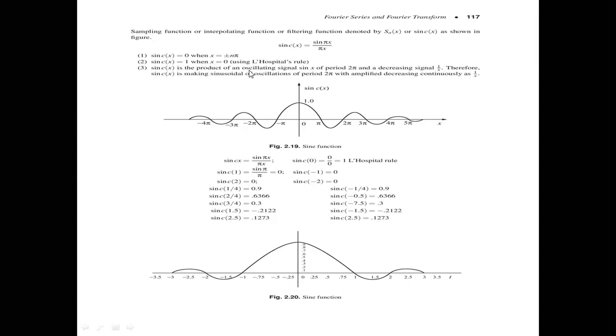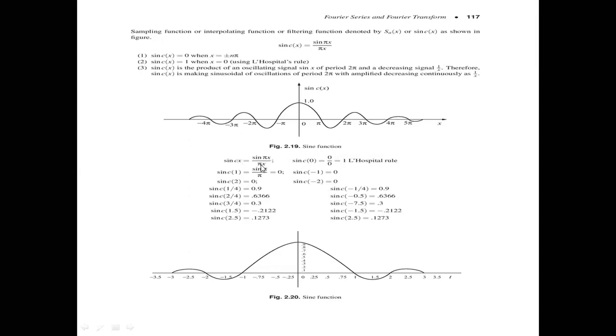x is a product of an oscillating signal sin x of period 2 pi and a decreasing signal 1 by x. Therefore, the sinc makes sinusoidal oscillations of period 2 pi with amplitude decreasing continuously as 1 by x. See, the amplitude is also decreasing in magnitude, continuously.